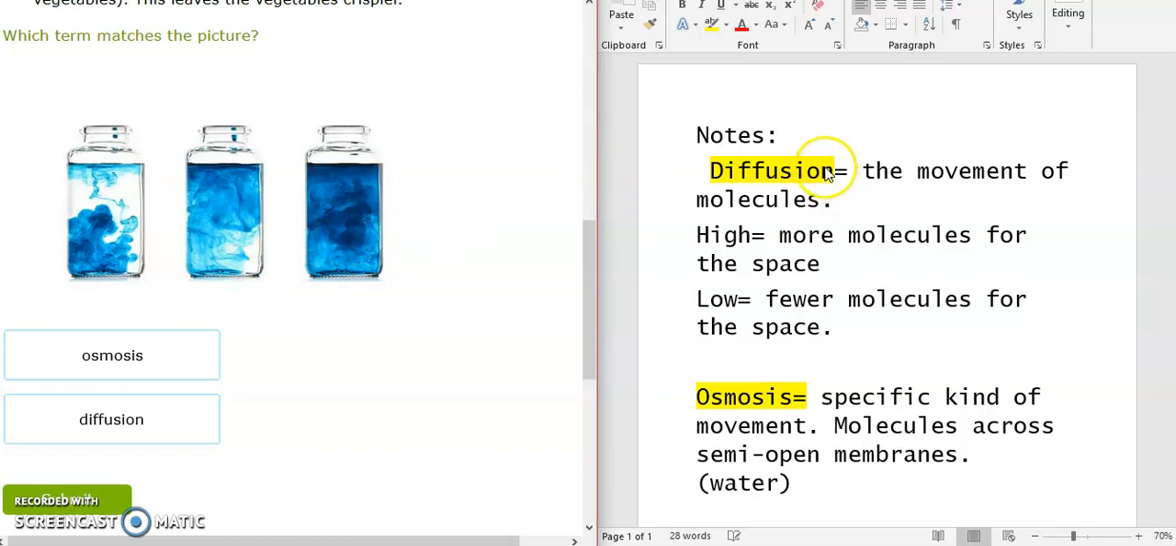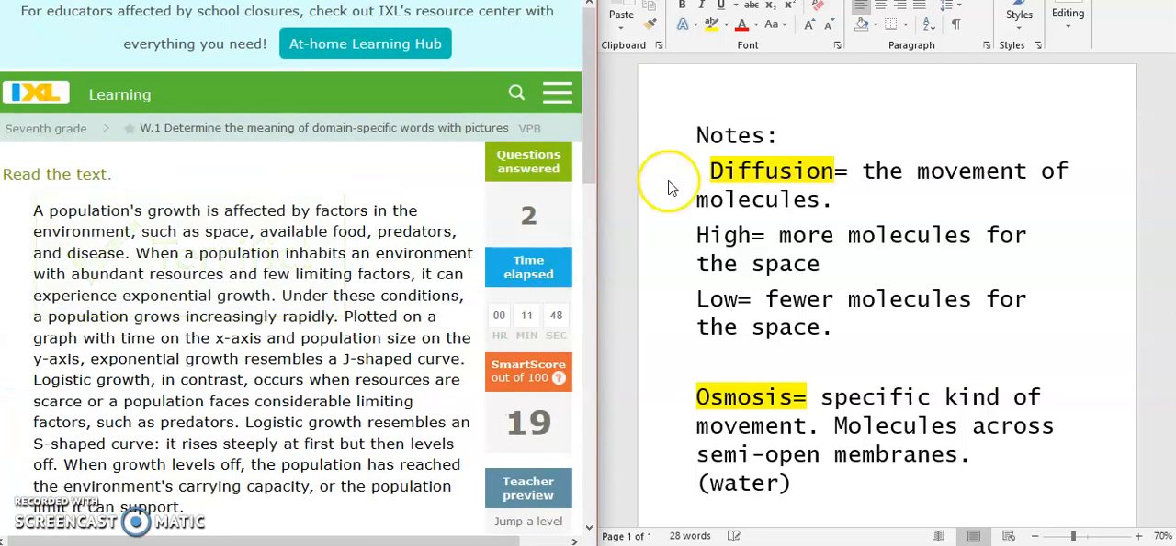All right, so I'm going to look back at my notes. Diffusion: fewer molecules in the space, more molecules for the space. And osmosis is a specific kind where the molecules move from one cell to another. Well, I don't really see any pictures of cells. So I'm going to look back. I see that in diffusion, just like air freshener disperses, it looks like this chemical is doing the same thing. It starts off right here, but then it sees open areas of water. So the dye moves around and it keeps moving around until all the water is covered. So I can definitely tell that this is a picture of diffusion. I'm going to go ahead and click on diffusion. And there we go.